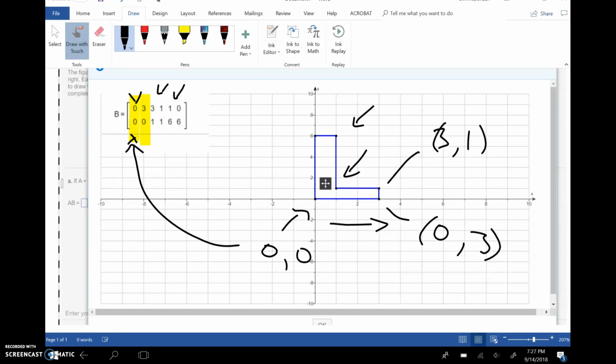So hopefully you can see the pattern from here. Basically, this is all the ordered pairs of matrix B stacked vertically on top of one another. So we got all the X's on the top row and all the Y's on the bottom row. Okay, so that's where that comes from.